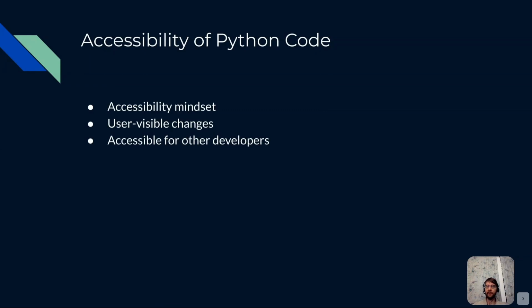Number three is making your code accessible for other developers. In a way, other developers that read your code are users. They may not be the end users of the application, but they are people who will be working in your code. And so it's important to make your code accessible for them.